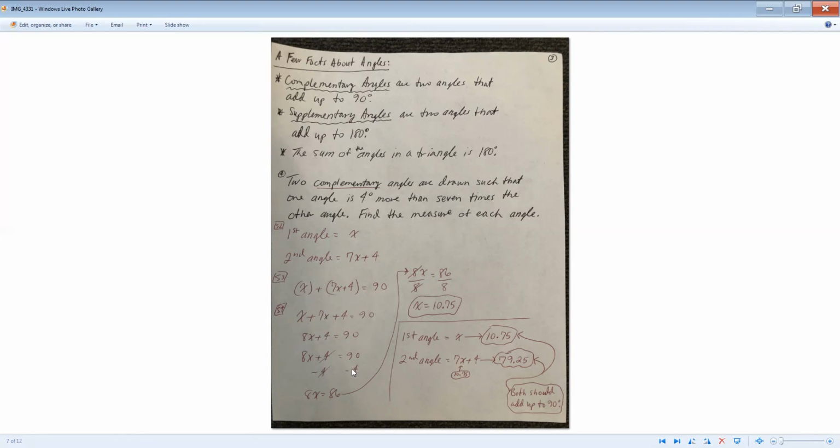Subtract 4 from both sides. 8x is equal to 86. Divide by 8 on both sides. That's x equal to 10.75. So the first angle, which is x, is equal to 10.75. Then to find the second angle, we can either subtract that from 90 or plug it into the algebraic expression of 7x plus 4. And that'll give us 79.25. And once again, they both should add up to give us 90 degrees because they're complementary.